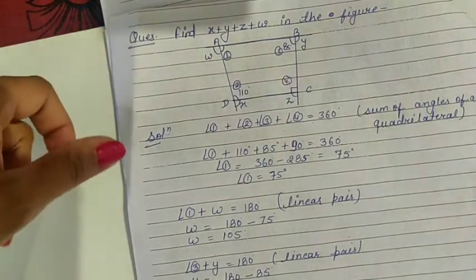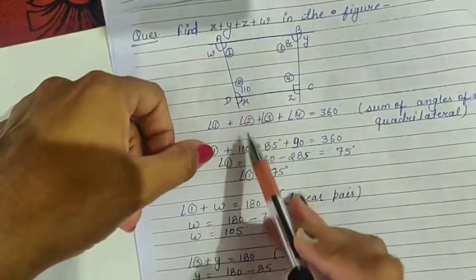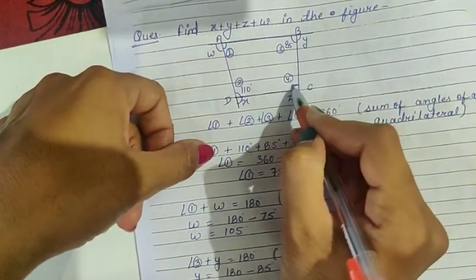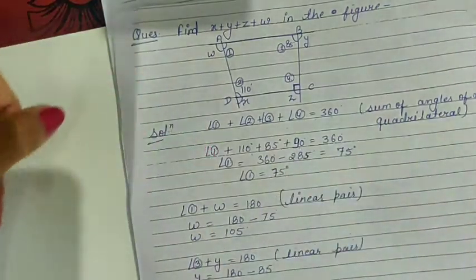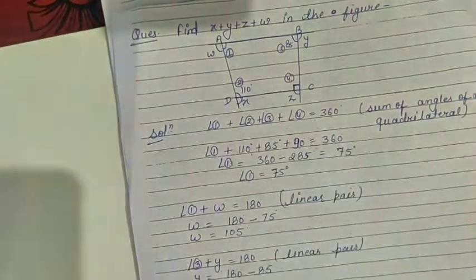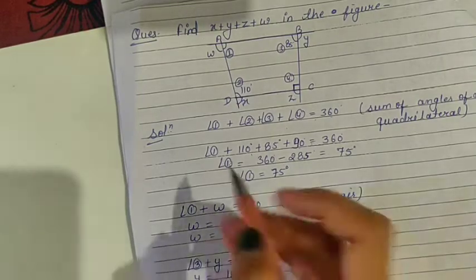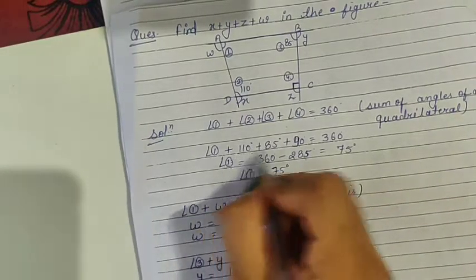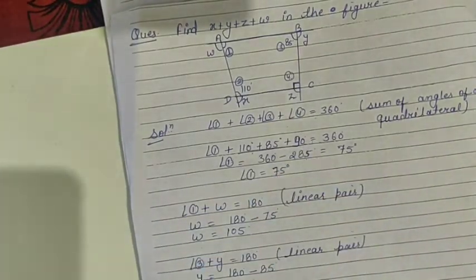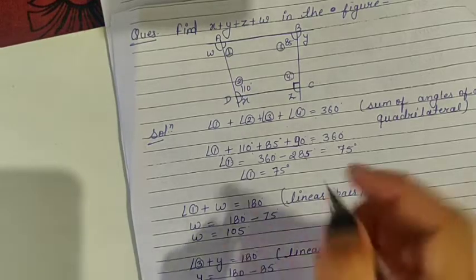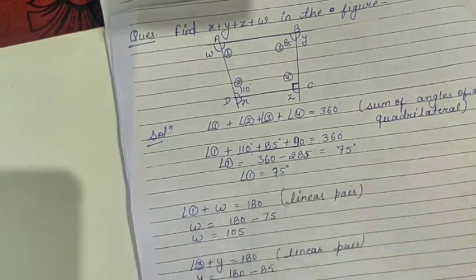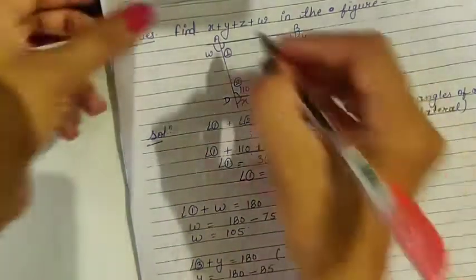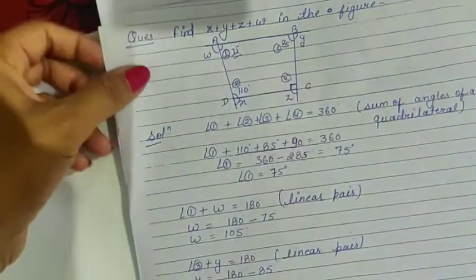Now students, angle 2 is equals to 110 degree, and angle 3 is of 85 degree, and angle 4 is given a right angle, so this is equals to 90 degree. So angle 1 is equals to 360 degree minus 285 degree, because the sum of these three angles is equals to 285 degree. Now when we subtract 285 from 360, then we get angle 1 is equals to 75 degree. So this angle 1 is 75 degree.